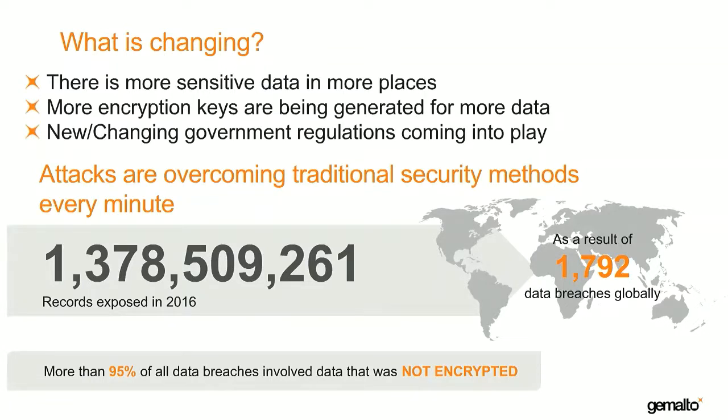And the changing government regulations that are coming into play almost every six months or so in different regions around the world also have impact on what we do as organizations in order to provide information securely to the people who actually need it. Now on this particular slide you can see that there's quite a lot of information that has been released in terms of records exposed, but interestingly more than 95% of all data breaches involve data that was not actually encrypted.